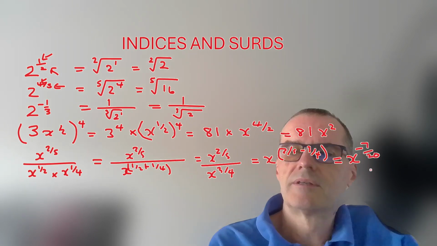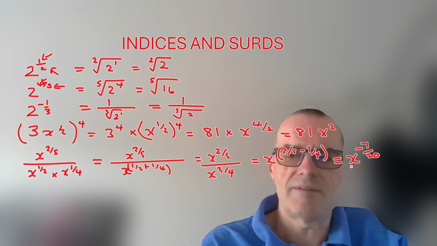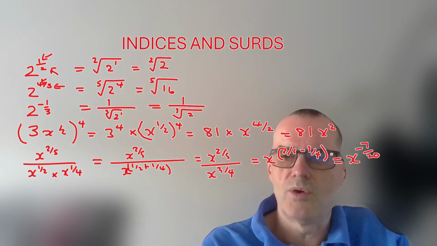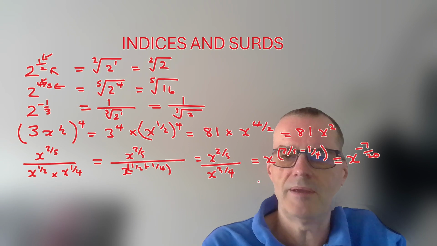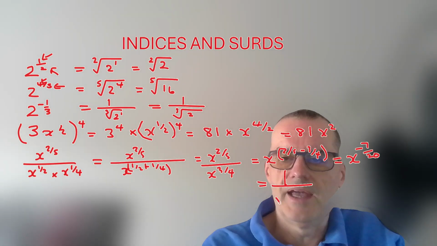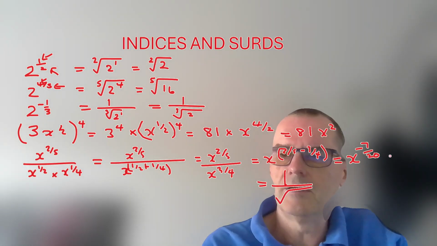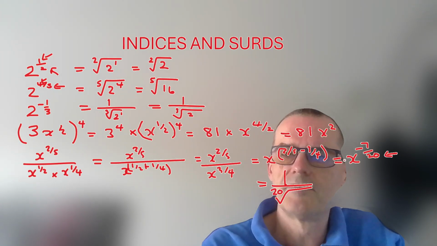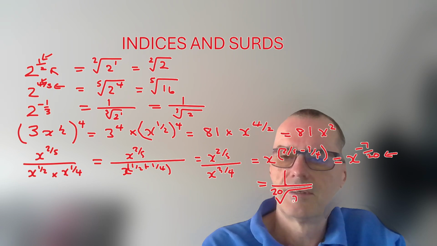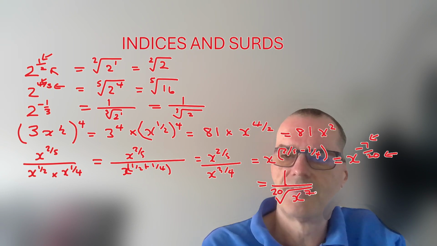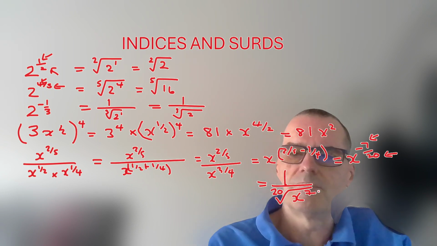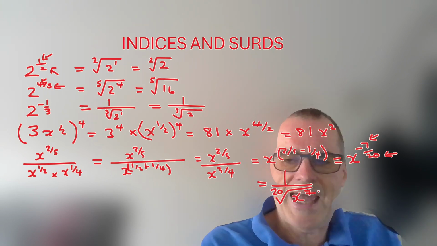So how can we rewrite x to the power of minus 7/20 as a surd? We know from our previous example that the negative exponent means it's 1 divided by. So it becomes 1 divided by, and then we look at our fractional part and we have in the denominator 20, so it's the 20th root of x, and x is raised to the power of 7. So that's our answer: 1 divided by the 20th root of x to the power of 7.